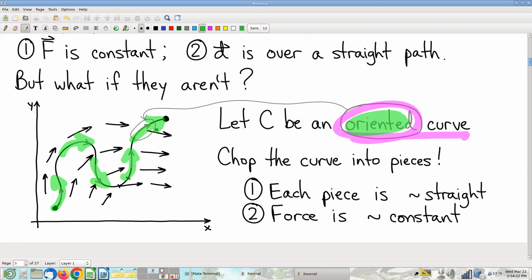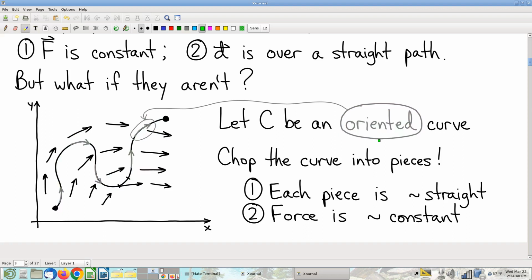Furthermore, not only am I defining which direction I'm going, I have to define it because it matters to the answer. If you go the other way, you get a really importantly different physical answer. Work is negative if you go backwards. So this is another new thing.